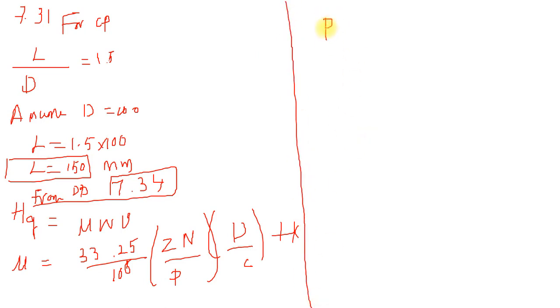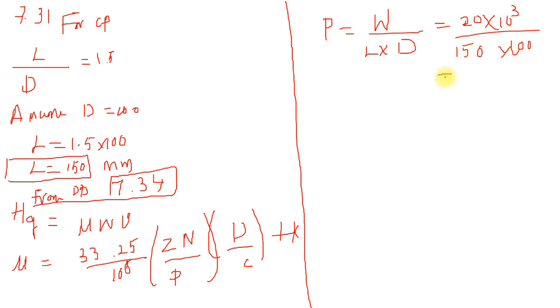So I know the formula P is equal to W divided by L into D. I know the load value. The load is 20 into 10 to the power 3, which is 20,000 Newton, divided by 150 into 100.